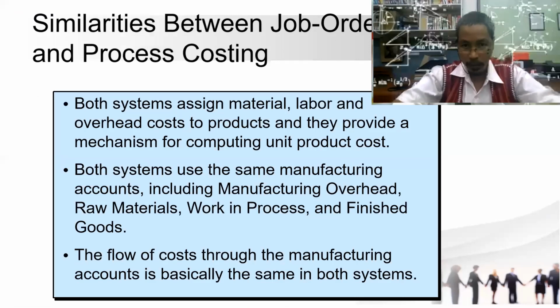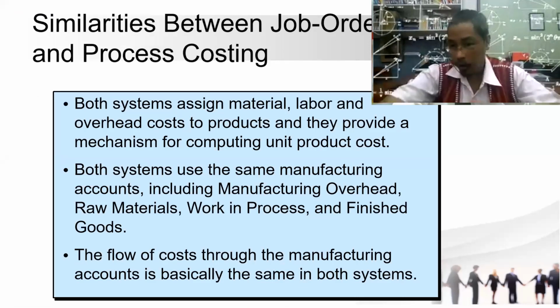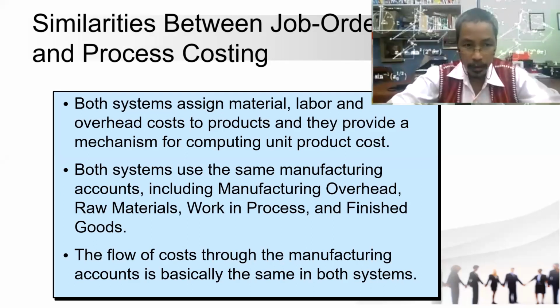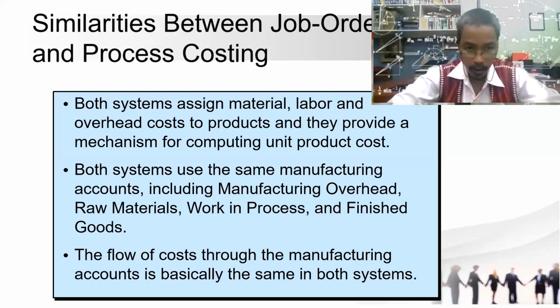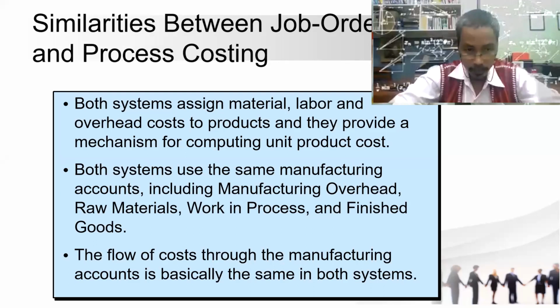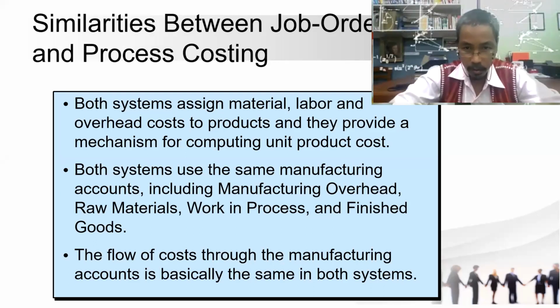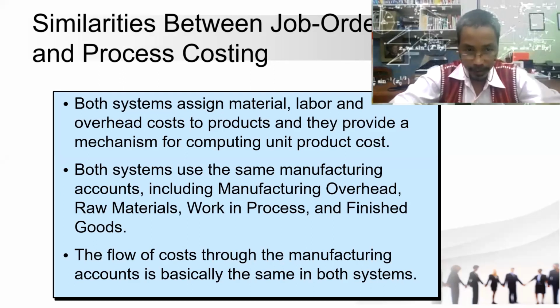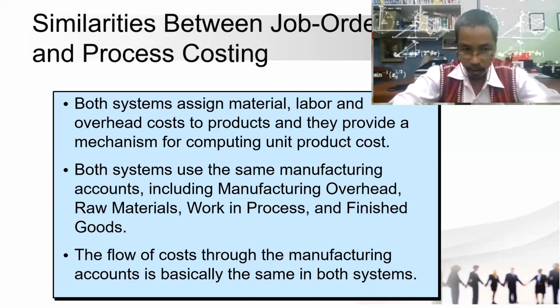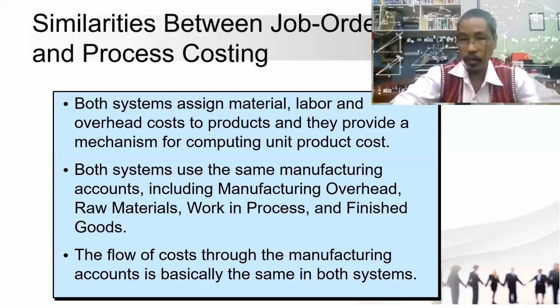similarities between job order and process costing. So job order is the conventional one. The very first one, they are both systems wherein materials, labor, and overhead costs are assigned to products, and they provide a mechanism for computing unit product cost.